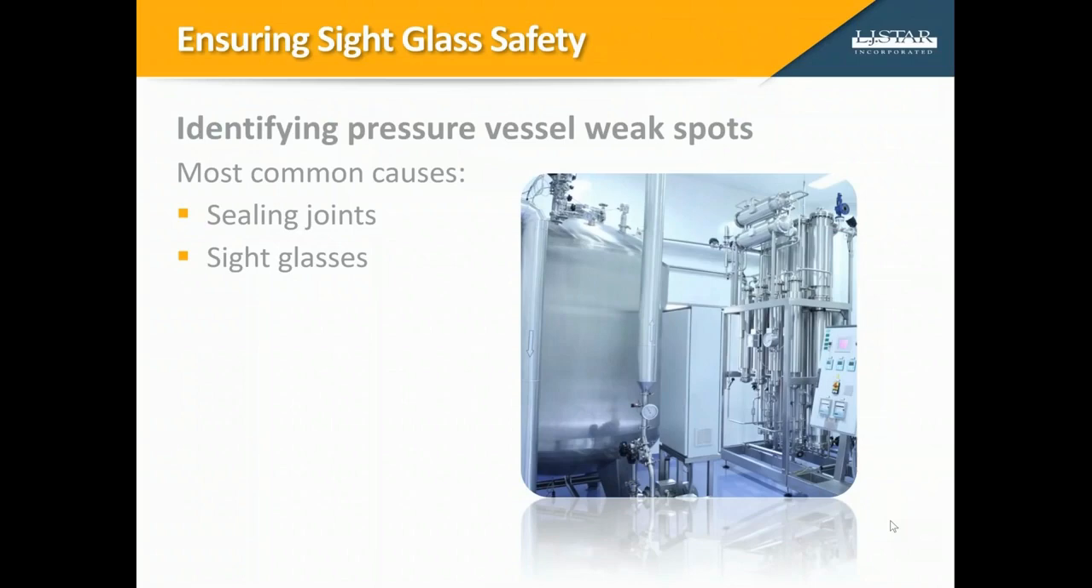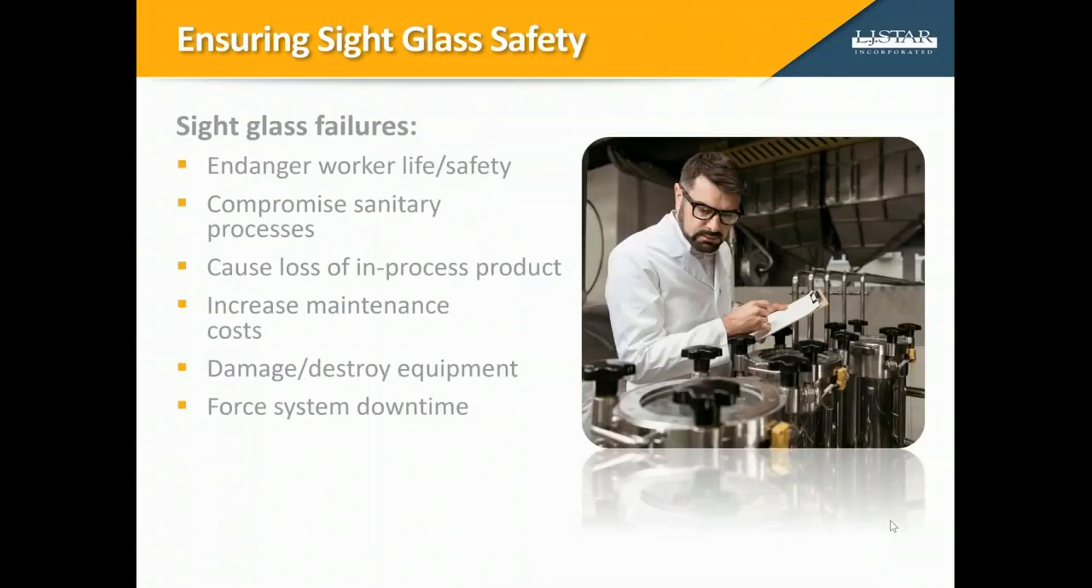In systems made primarily of metal, such as pressure vessels or process piping runs, the weak spots are generally sealing joints and glass. Typically, failure of an industrial sight glass on a piece of equipment or within a piping system will halt the entire manufacturing process and force downtime until the equipment can be repaired or replaced. This failure often requires scrapping the process media in sanitary processes. That could mean millions of dollars in lost revenue.